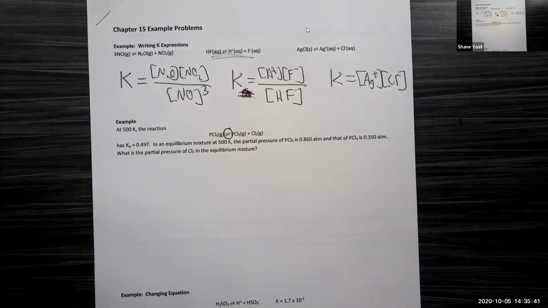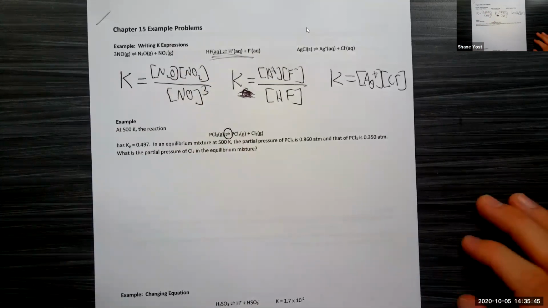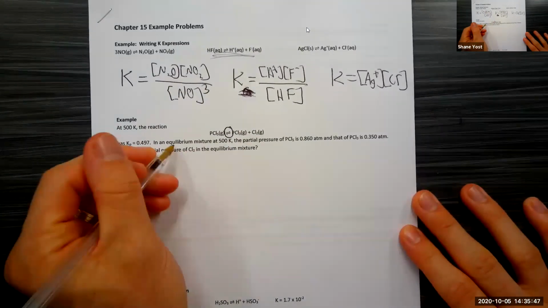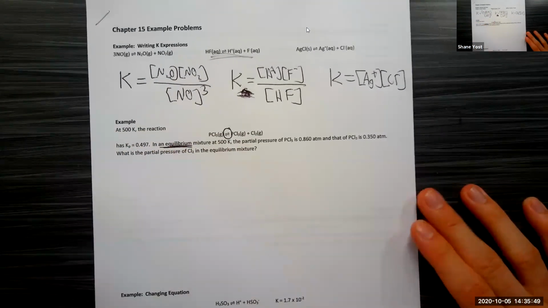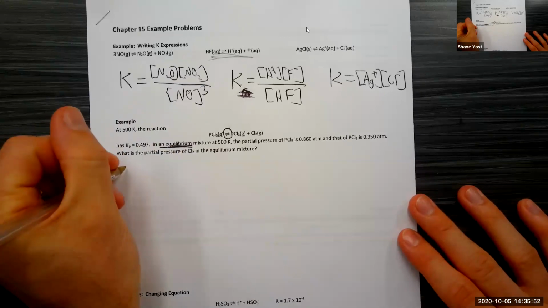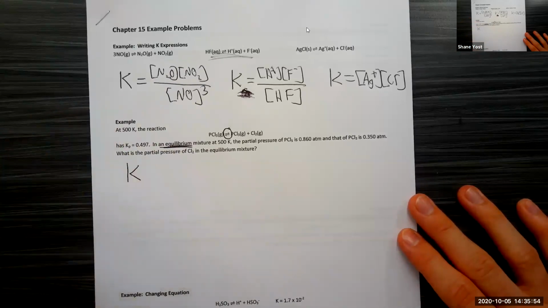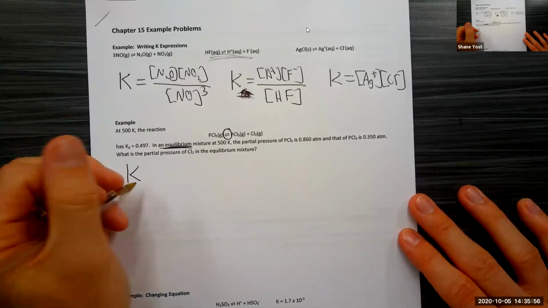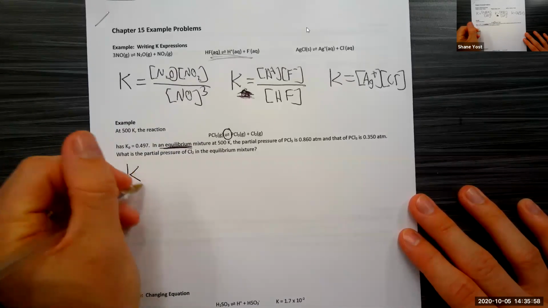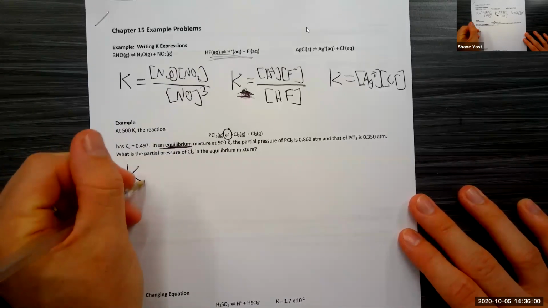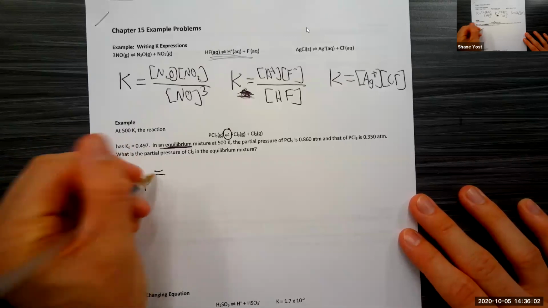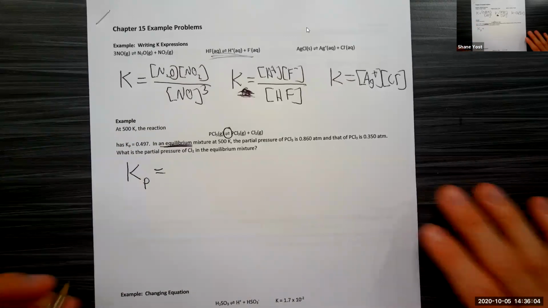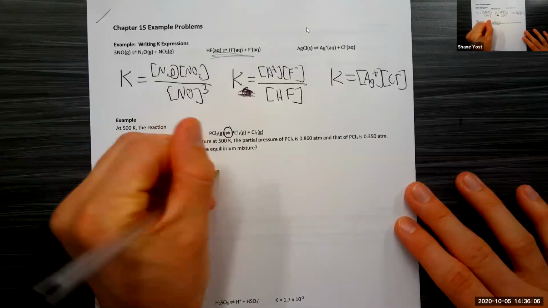If it's not directly stated in the problem, but the reaction is written with those equilibrium signs, then I know it's an equilibrium reaction. Here it's also talking about an equilibrium mixture, so I know it's an equilibrium reaction. For every equilibrium reaction, the first thing I can do is write out the equilibrium constant expression for that reaction. Here I'm going to call it Kp, because we're going to deal with pressures. And so for this reaction, what is the equilibrium constant expression equal to?